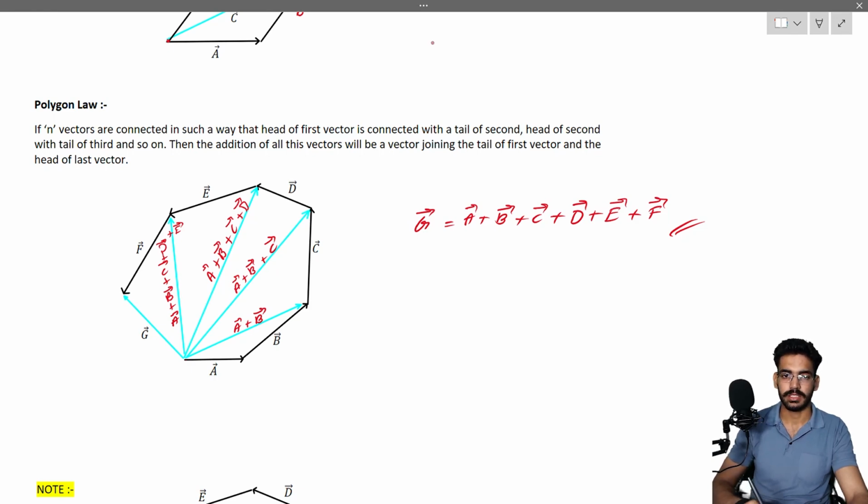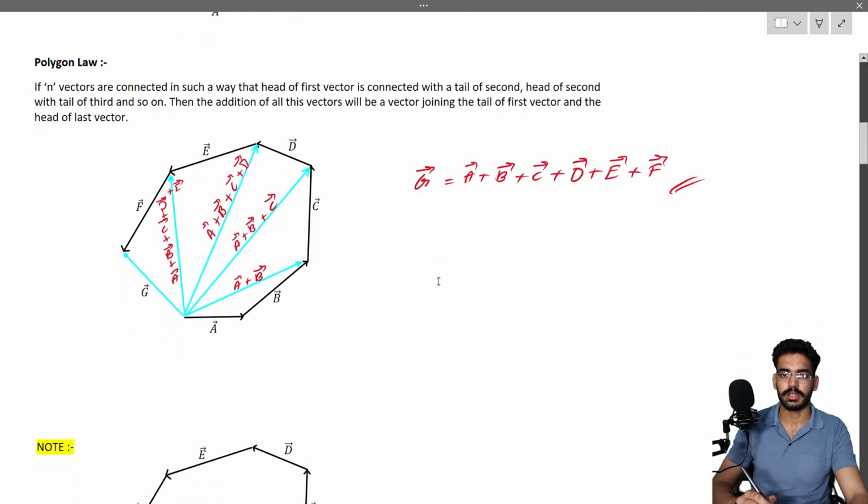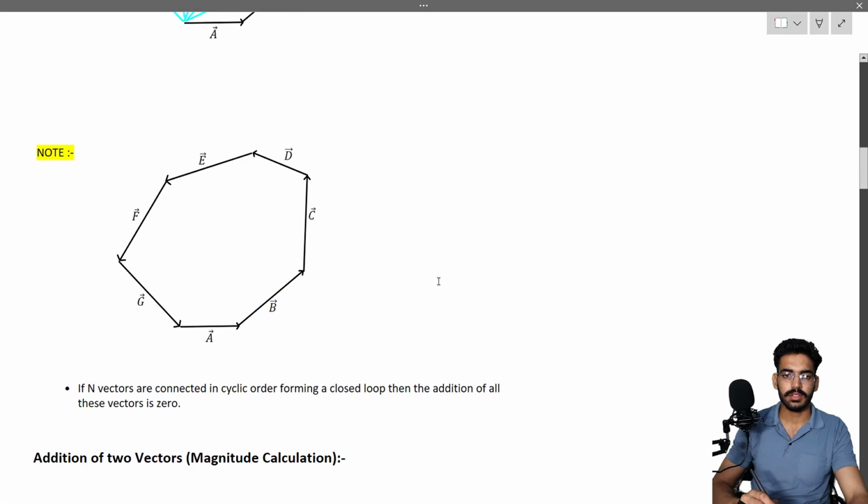Here you apply the triangular law, you calculated a plus b. Then in this triangle you apply the triangular law, you calculated a plus b plus c. Then in this triangle you get a plus b plus c plus d. Like that you apply the triangular law multiple times, and you will get the polygon law. That's all. Now let's solve this question.